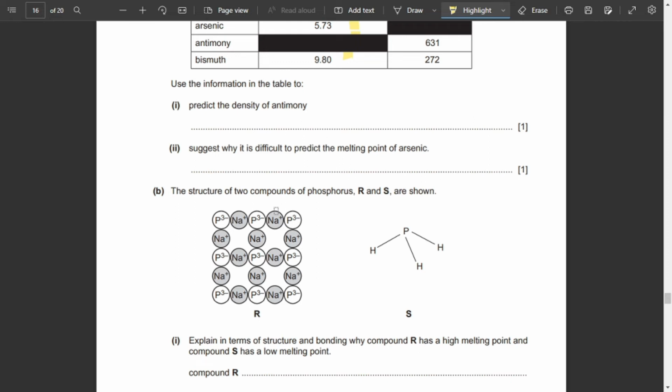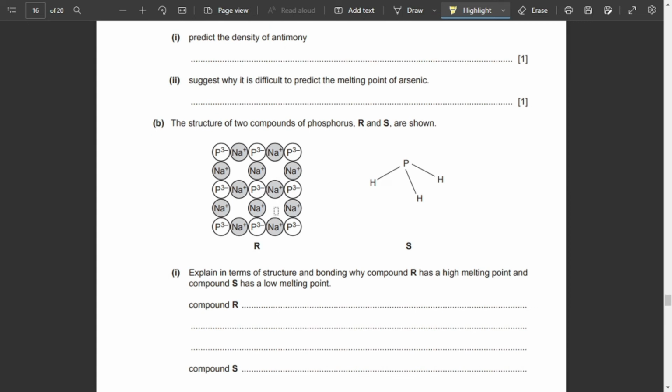Part 1 says explain in terms of structure and bonding why compound R has a high melting point and compound S has a low melting point. So compound R, as we can see, is an ionic structure, while compound S is not an ionic structure. S is a simple molecular structure, hence there are weak forces between molecules, as compared to compound R, which is an ionic structure with an ionic lattice. That means it has great force in between them, and the forces of attraction between them are very strong.